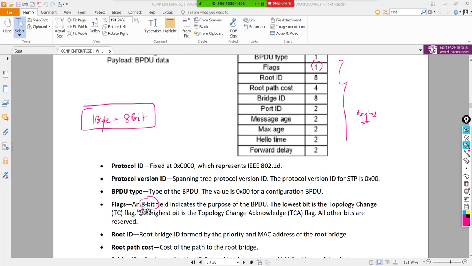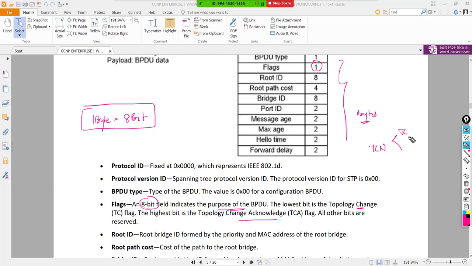Now this indicates the purpose of the BPDU, whether it's an acknowledgement or a topology change. Okay, now when we have TCN, there are two different purposes of TCN. One could be the actual topology change notification.